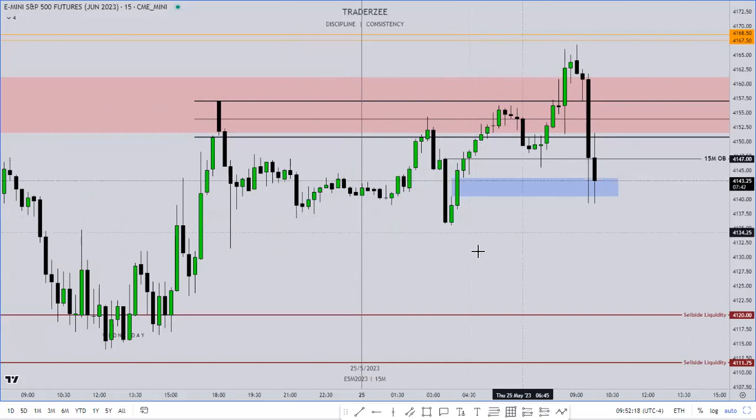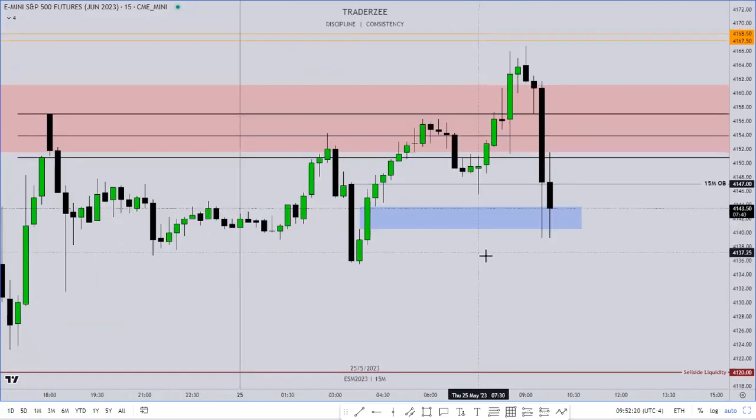So we're on the 15-minute chart and we are watching how price respects or disrespects the mean, the consequent encroachment of this fair value gap. I see two wicks here. What I'm actually monitoring is the body of this candle. I want to monitor how this candle closes.